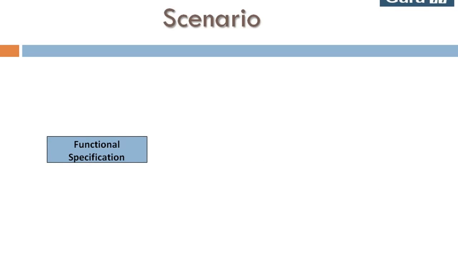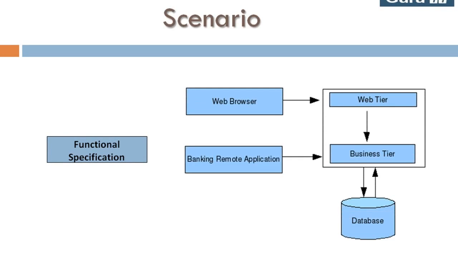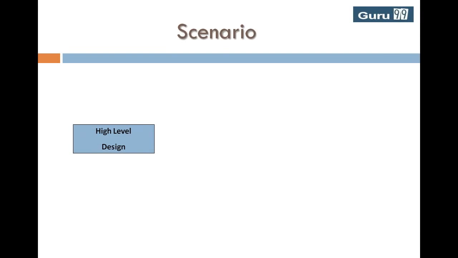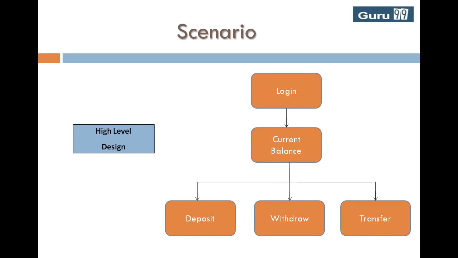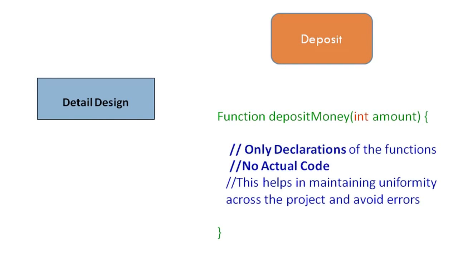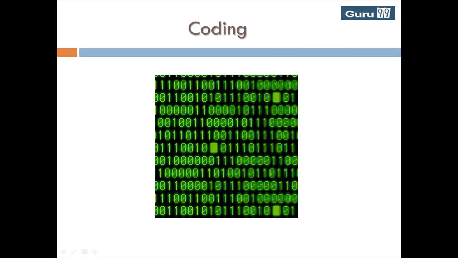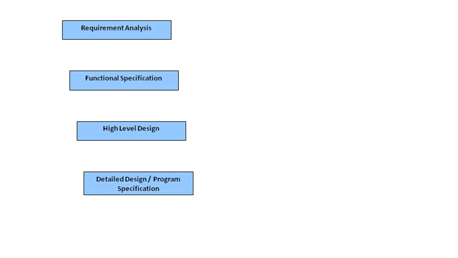Next, in the functional specification stage, architecture, database, and operating environment design are finalized. Next, in the high-level design stage, the application is broken down into modules and programs. In the detailed design stage, the pseudocode for functions for each module is documented. Next, actual coding begins. This is the software development cycle of the V model.